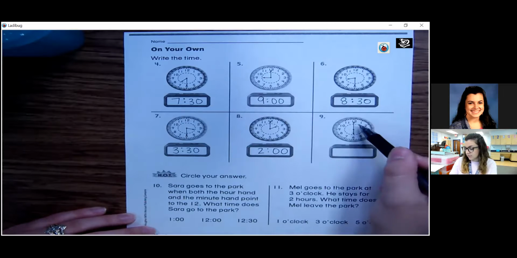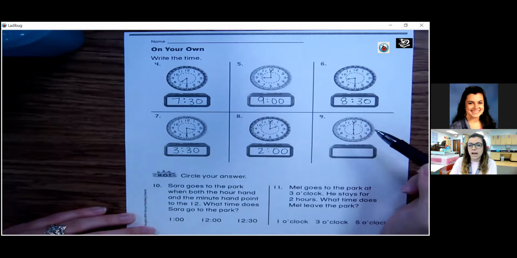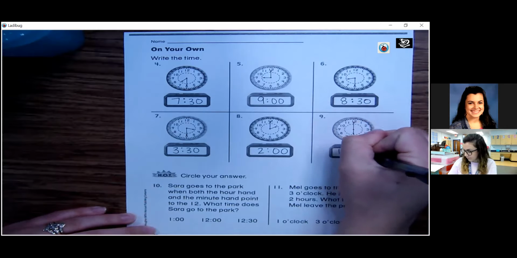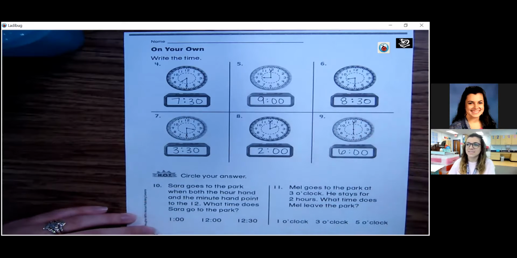Number 9. This one looks kind of tricky, but I still know which is the hour hand and which is the minute hand. If you remember, the hour hand stops. It doesn't touch the number. The minute hand goes all the way up to that number and makes sure it touches it. So our hour hand is pointing to the 6 and our minute hand is pointing to the 12. When our minute hand is pointing to the 12, that means we're going to be telling time to the hour. So this is 6 o'clock. I'm sure you guys already knew that.